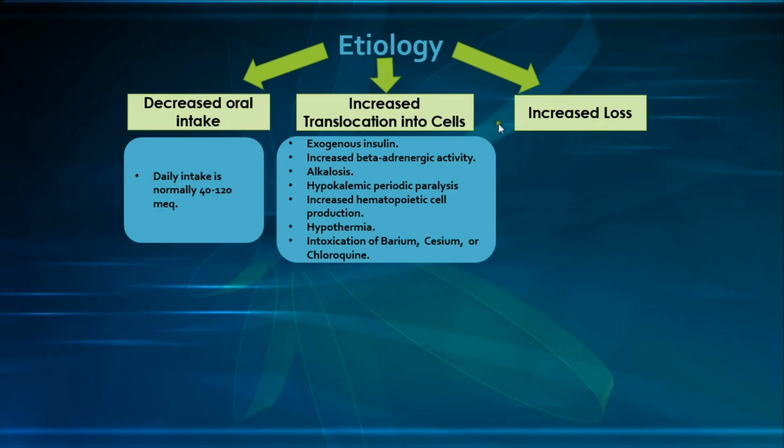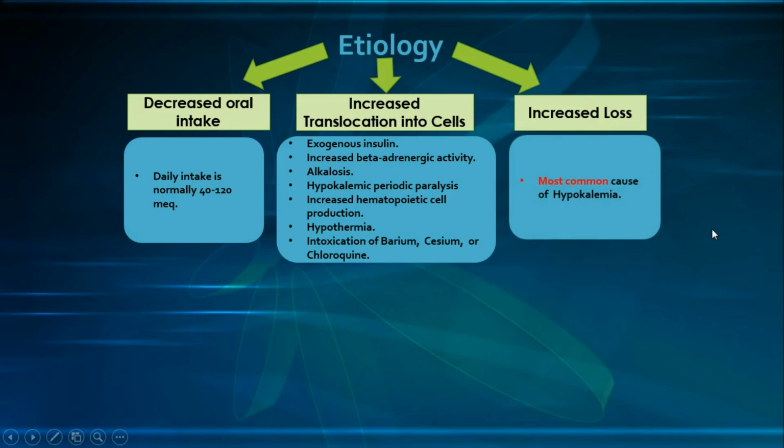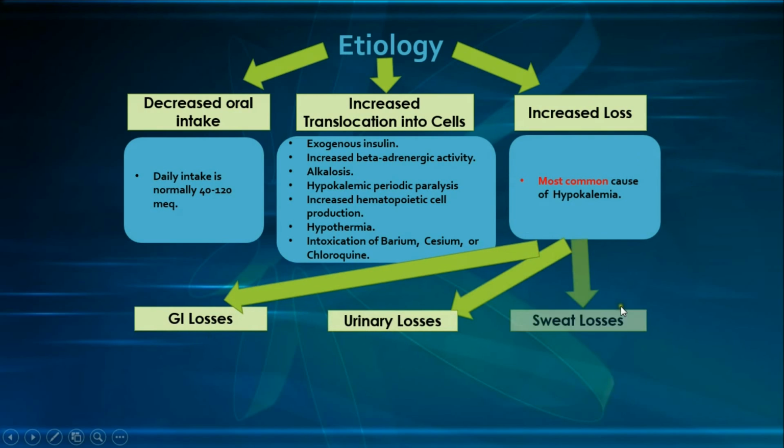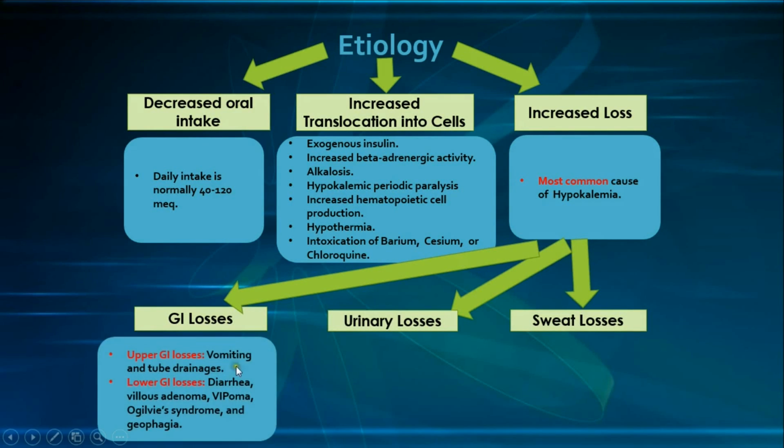And now finally let's proceed with our last category, which is increased losses of potassium. We have 3 main routes by which we could lose potassium. The first is GI losses, the second is urinary losses, and the third is sweating. Starting off with the GI losses, we could further classify it into upper GI losses and lower GI losses. Upper GI loss is basically vomiting and tube drainages such as NG tubes.